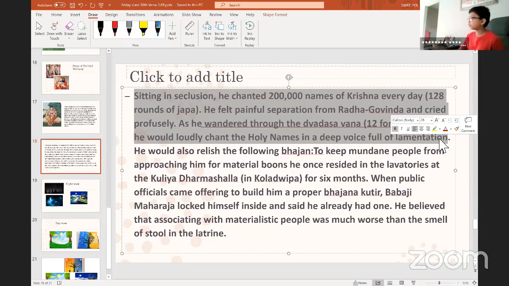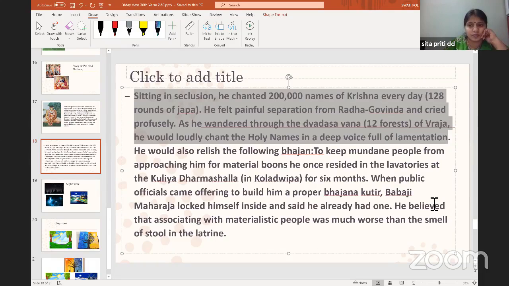Sitting in seclusion, he chanted two lakh names of Krishna every day, 128 rounds of japa. He felt painful separation from Radha Govinda and cried profusely as he wandered through the Dvadasavana, the twelve forests of Vraja. He would loudly chant the holy names in a deep voice full of lamentation. Hare Krishna.